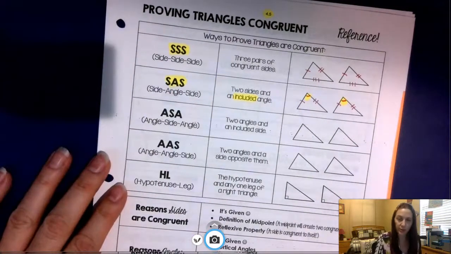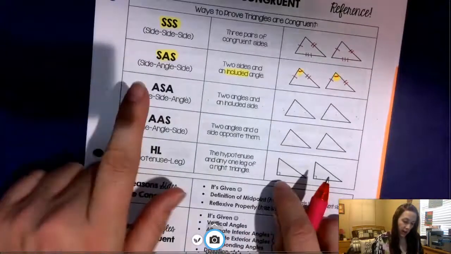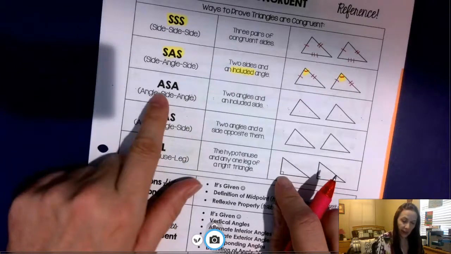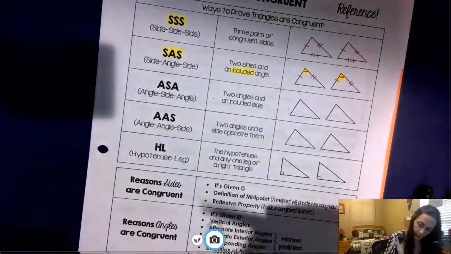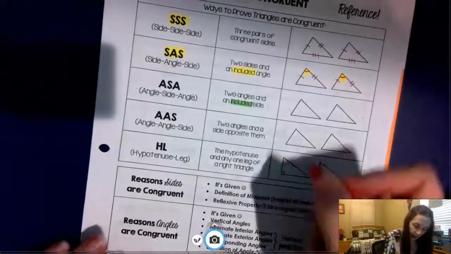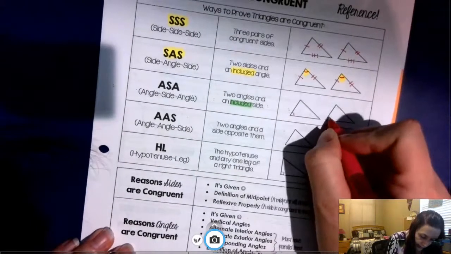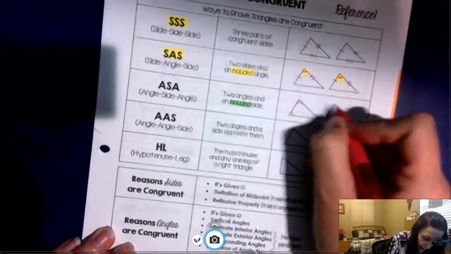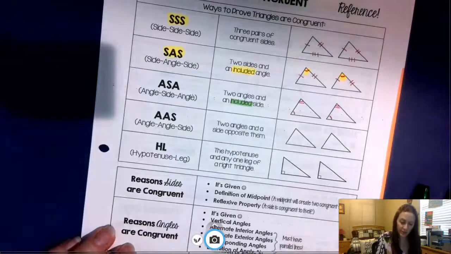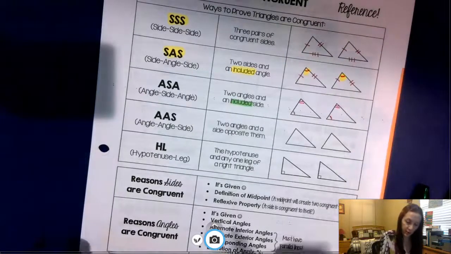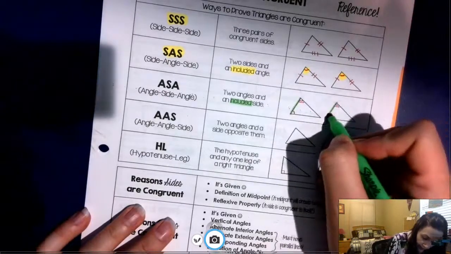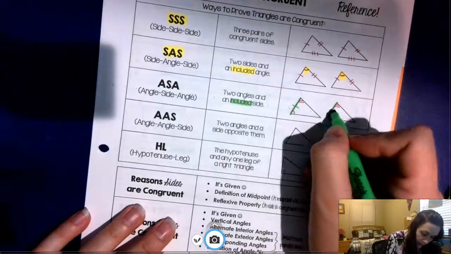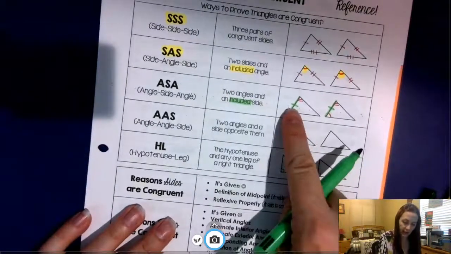Now my other ones, which we're not going to do today, but I'm going to fill them out. Angle, side, angle means I have 2 angles and an included side. This one in green. So let's say this angle here is congruent to this angle, and this angle here is congruent to this angle. Now which side is included between those 2 angles? It's the one that connects the 2 angles, this side and this side. So I know that this one is congruent to that one. So I have an angle, side, angle.